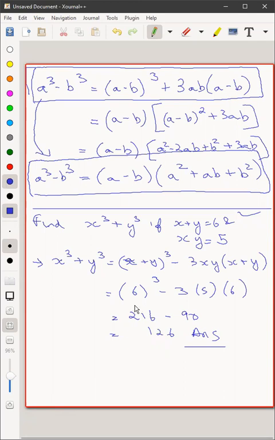Sir, x plus y you have written 62. Where 62? It's looking like 62. Oh, sir, 6 and xy is equal to 5. Oh. Okay.